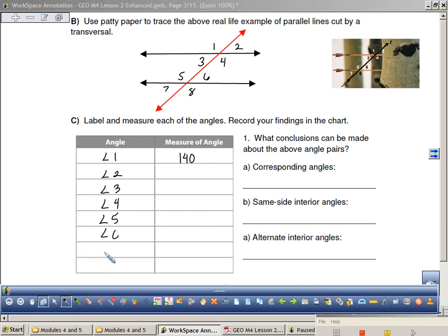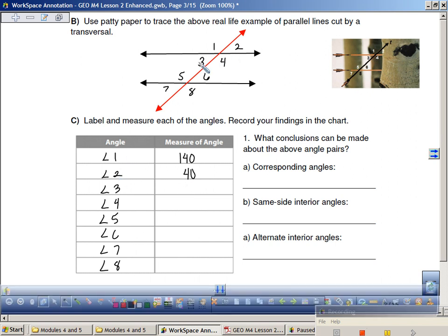Angle 5, angle 6, it doesn't matter. Angle 7, angle 8. So angle 2 was 40. Angle 3 was? Let me look. 2 and 3. 2 and 3 are what type of angles? They are vertical. Therefore, it has to be 40.